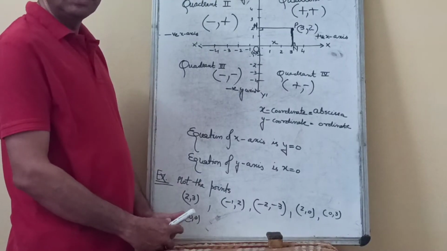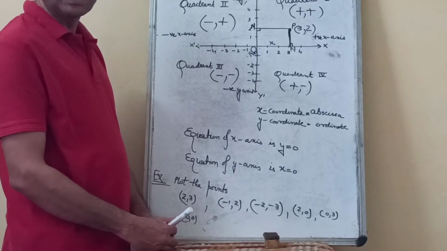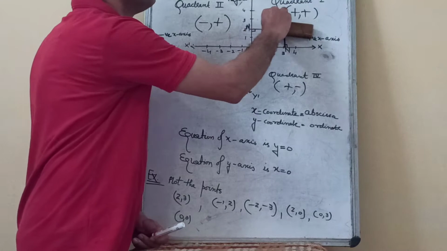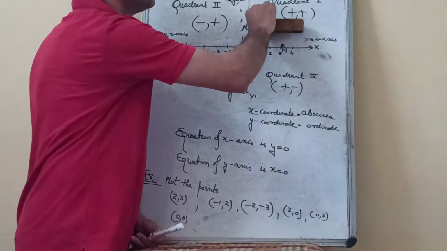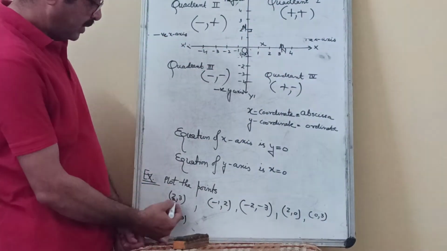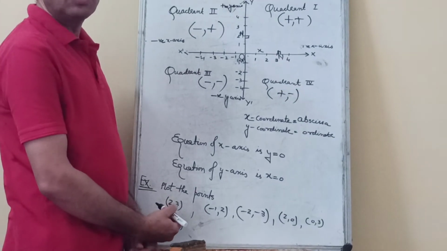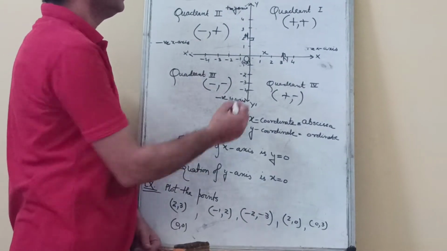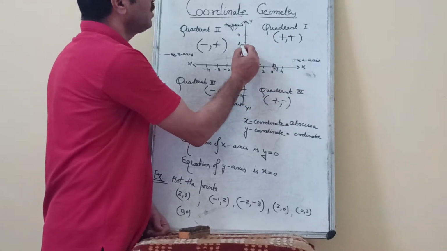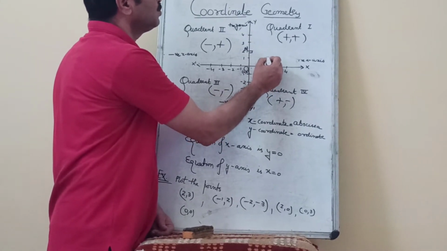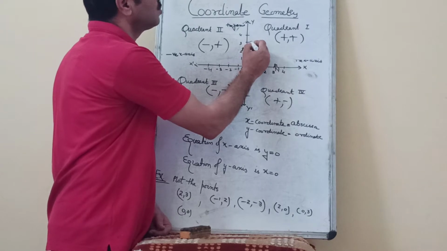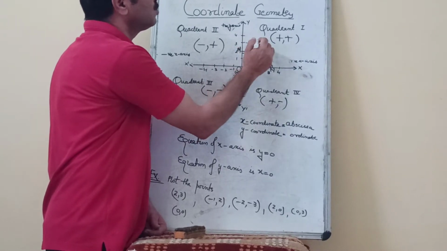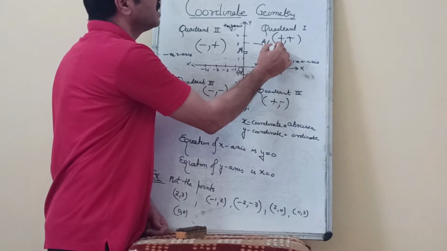Now I will take one question: plot the points in the given system. I will take some points and plot them in the plane. The first point is (2, 3). How do we plot this point on the xy plane? Here x is equal to 2 and y is equal to 3. So this point is (2, 3).